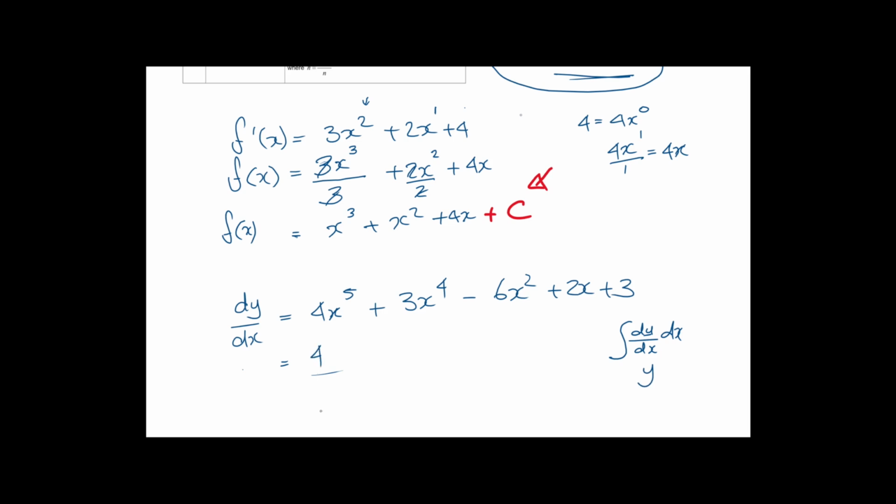So the 4 stays there, the x stays there, and the 5 goes up 1 to 6, and then we divide by 6. Okay, the 3 stays there, the x stays there, the 4 goes up 1 to 5, and then we have to divide by 5. The minus 6 stays there, the x stays there, the 2 becomes a 3, and then we have to divide by 3.